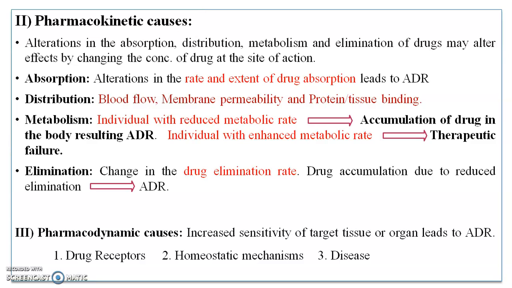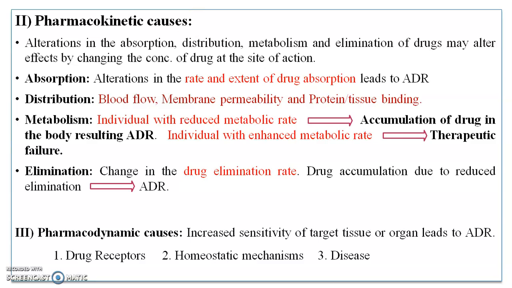Pharmacokinetic is the second mechanism, where the ADME property of a particular drug leads to adverse drug reaction. So any alterations in the absorption, distribution, metabolism, and elimination of a drug will alter its concentration at the site of action, where it leads to adverse drug reactions, particularly type A. In case of absorption, if the rate and extent of drug absorption changes, it leads to an adverse drug reaction. So any change which occurs in the absorption process has a chance of causing an ADR.